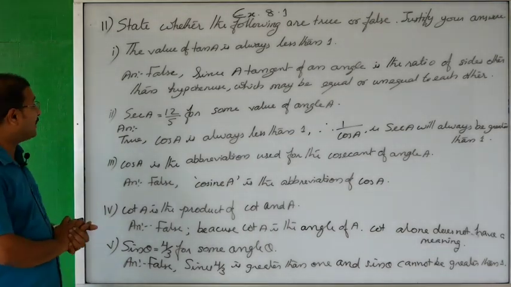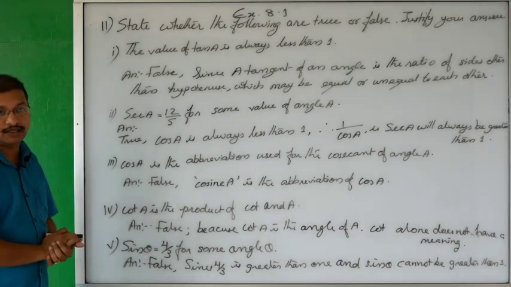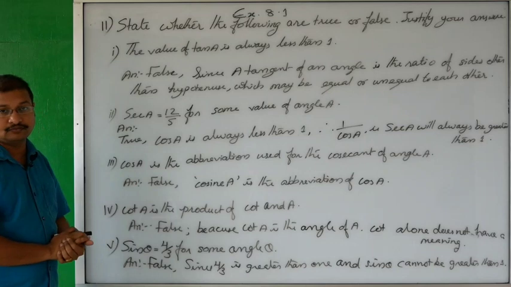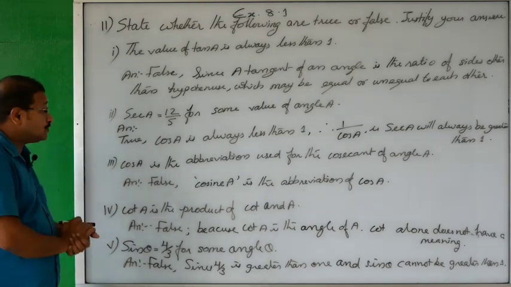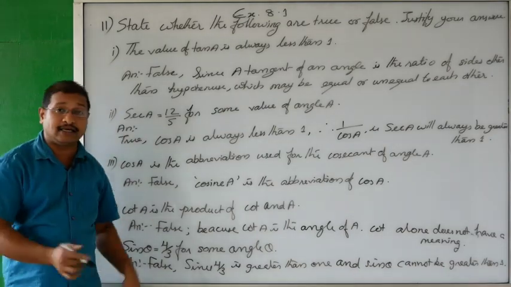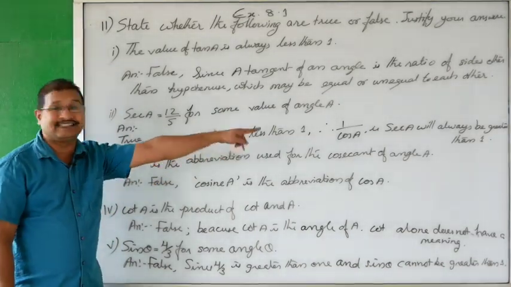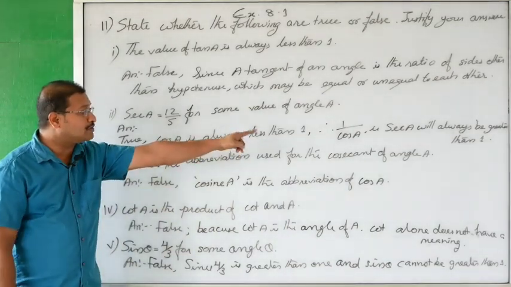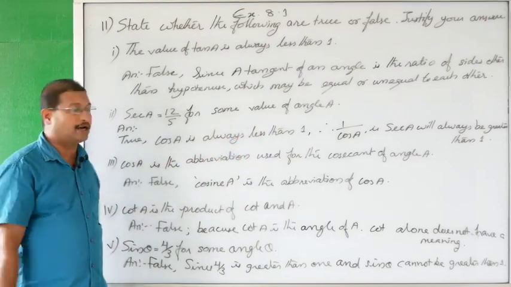See the next question. Sec A equals 12 by 5 for some values of angle A? Answer: true. The reason: cos A is always less than 1, because we know that sec is the inverse of cos. That means 1 by cos is sec. So 1 by cos is sec A will always be greater than 1.